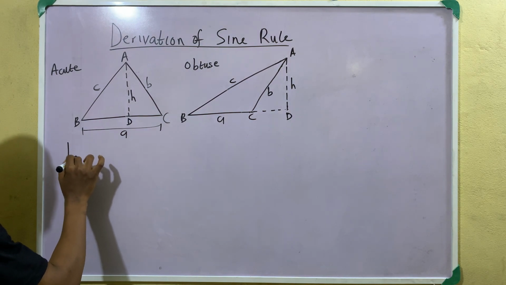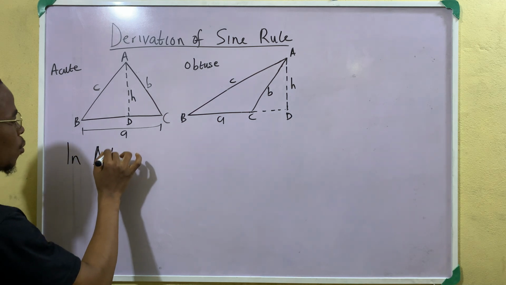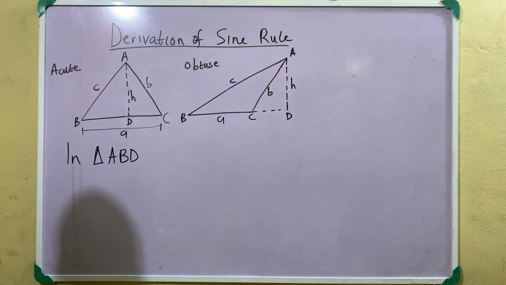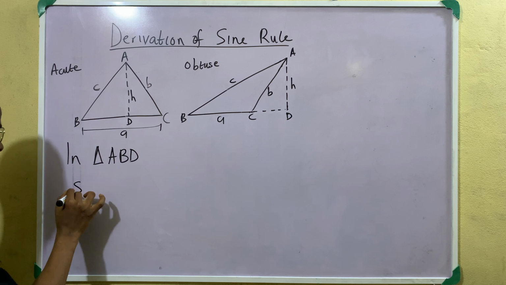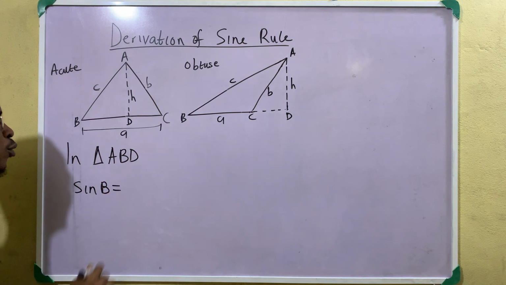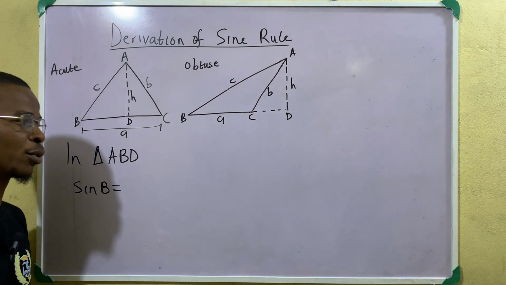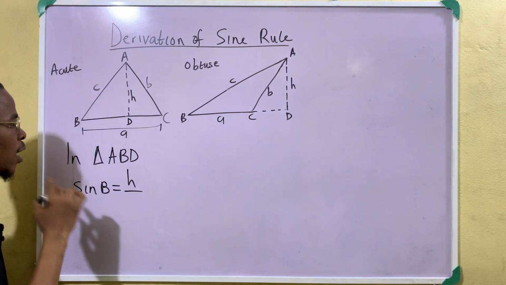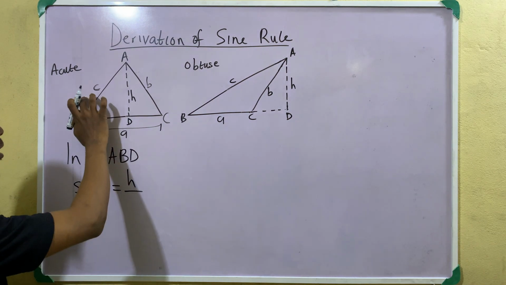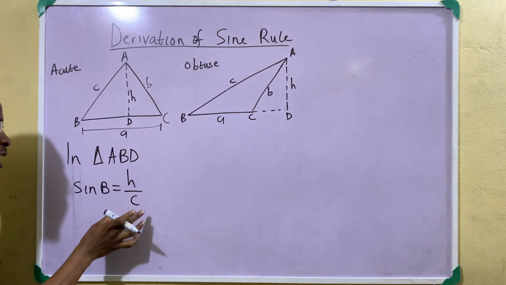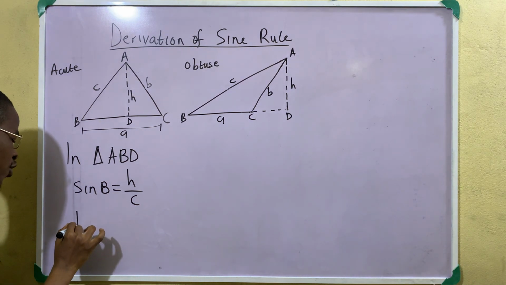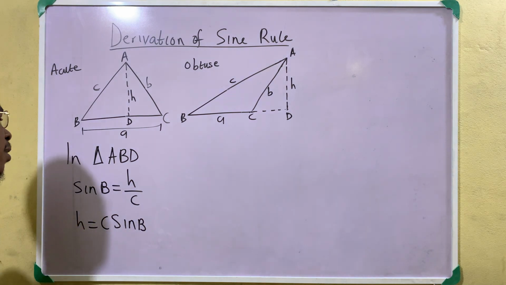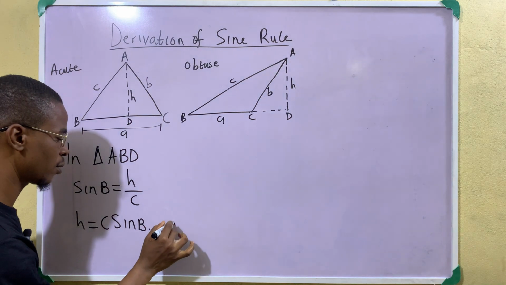So we can say in triangle ABD, sine of B will be equal to, we know what sine is, right? Opposite over hypotenuse. What's the opposite of B? h, over, what's the hypotenuse? That's c. And then let's make h the subject of the formula here. We're going to say h equals c sine B. We can call that equation 1.